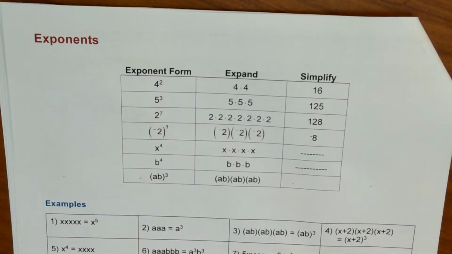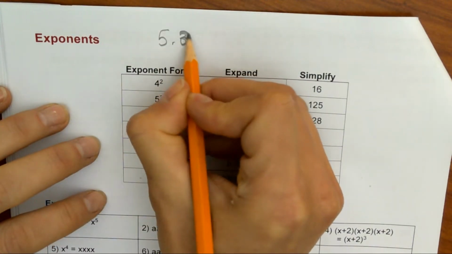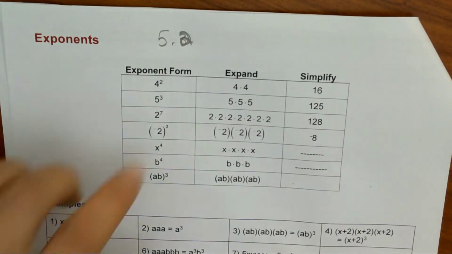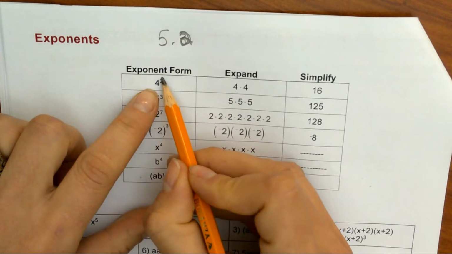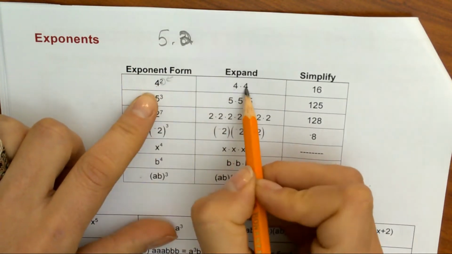Okay, so we're still doing 5.3 today. Oh no, 5.2 today. And we're doing exponents. So when you have like a little 2 up here, that's the exponent, and it just means take the 4 and multiply it together twice.